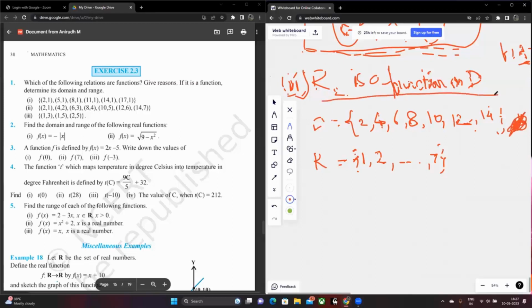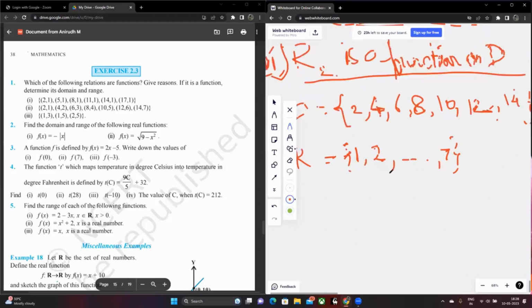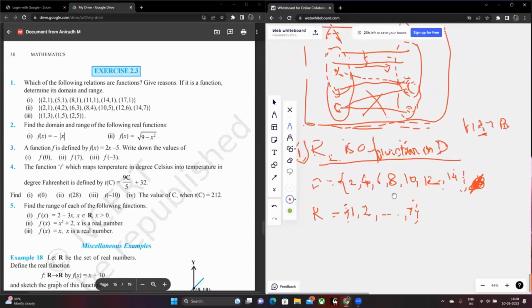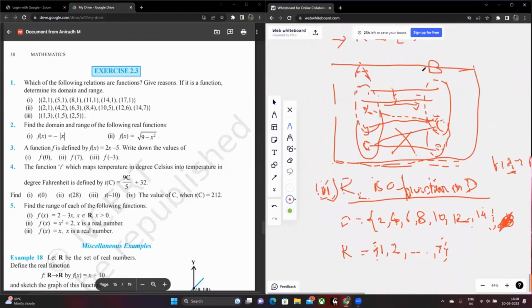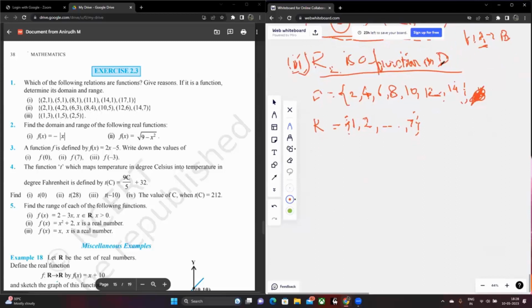So we have to specify that it's a function on the domain D, right? Because if you don't specify this, then it means that it's a function on the real numbers. And since you only have mappings from 2 to 14 and not for any other real number, it does not become a function, right? The same way above, here also I have to write that it's a function on the set D. I mean, here I'm using "on" colloquially. This is not mathematical, right?